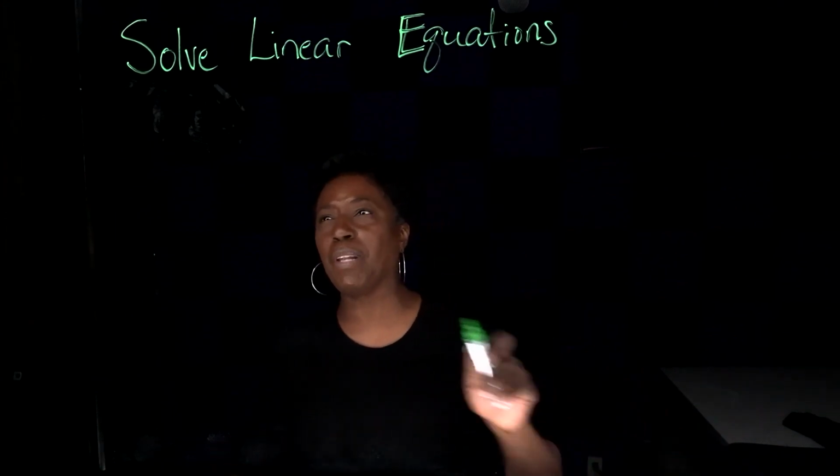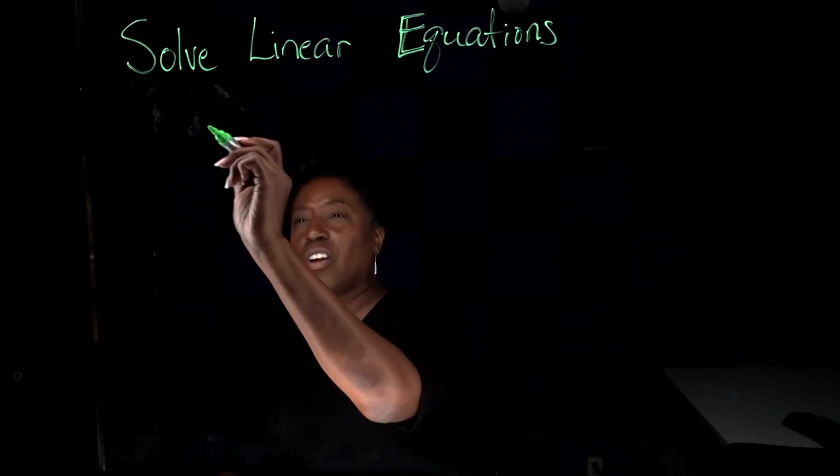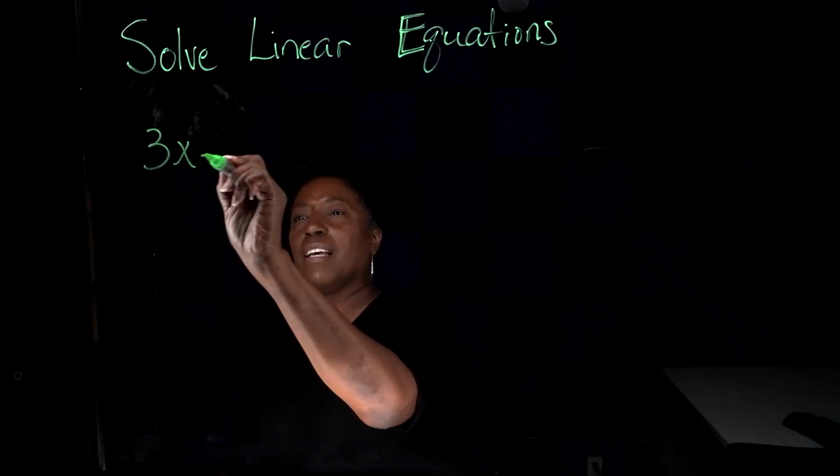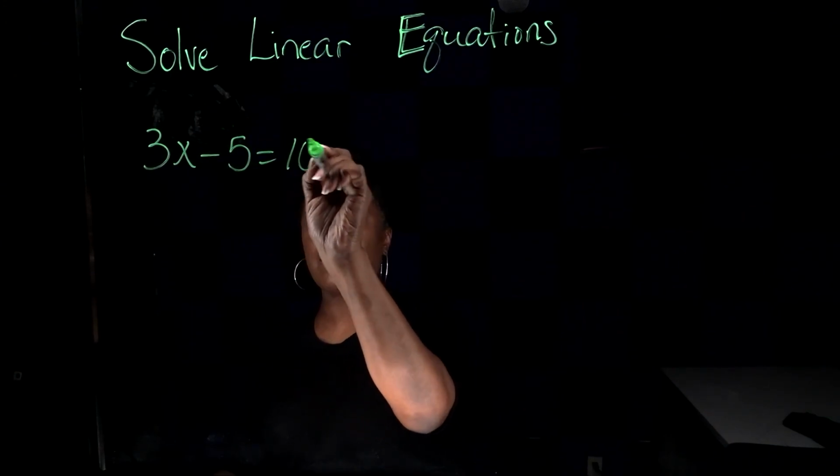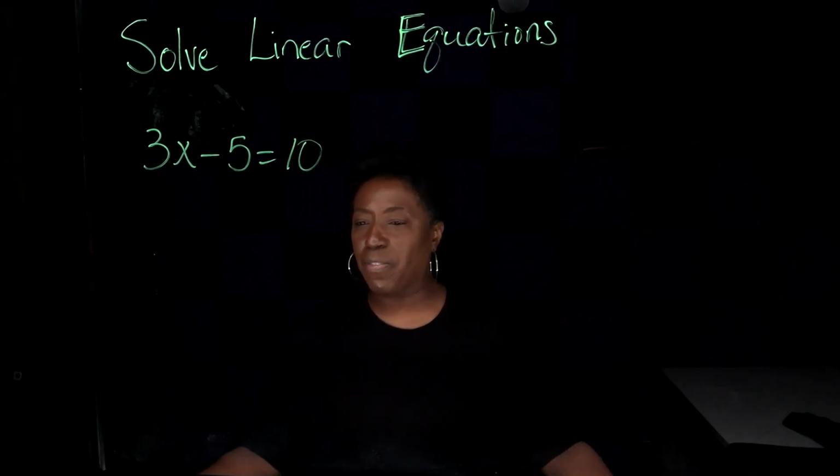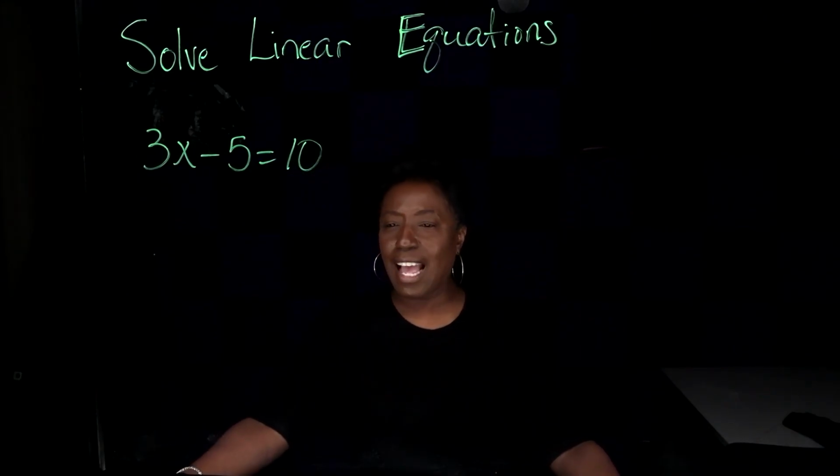Let's look at an example of a linear equation. Let's start with 3x minus 5 equals 10. Now our tip here: think of solving equations as undoing operations. Use opposite operations and do the same thing on both sides. Now reading this equation, it's 3x, which is 3 times x, minus 5 equals 10.